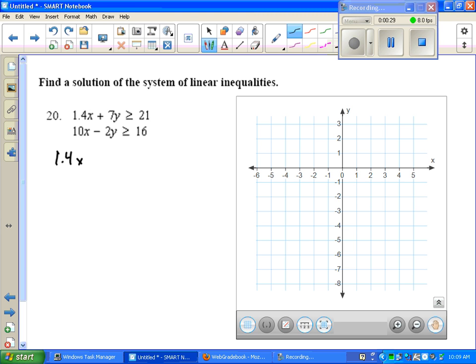1.4x plus 7y is greater than or equal to 21. We need to put that into a form that we can graph. You find solutions by graphing these and picking something from the boundary itself. So get rid of positive 1.4x by subtracting 1.4x. If you do it on the left side, you need to subtract 1.4x on the right side. You're left with 7y is greater than or equal to negative 1.4x, positive 21.